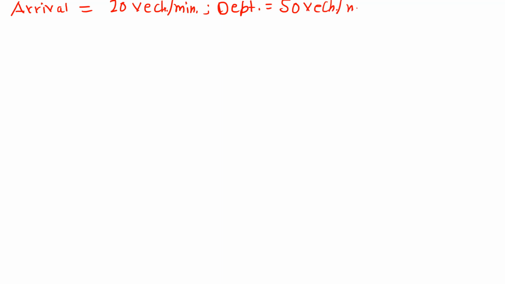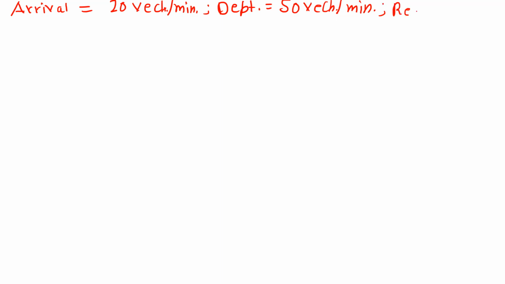So first let us write down what data is given to us. Arrival rate is given to us as 20 vehicles per minute, which is stated as uniform, and the departure rate is given as 50 vehicles per minute, which is also stated as uniform.